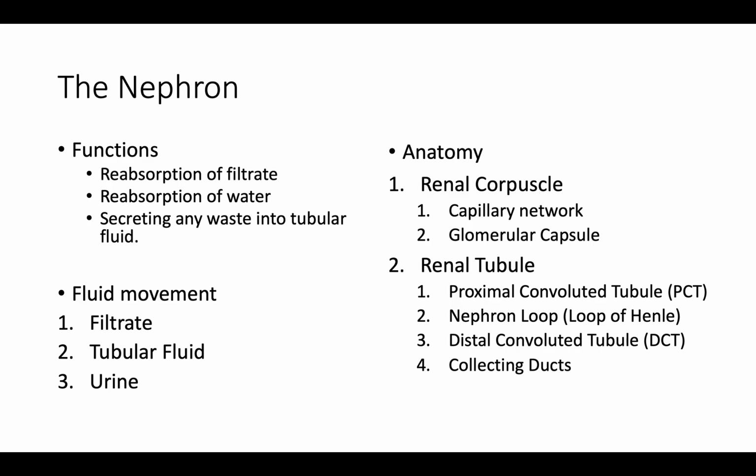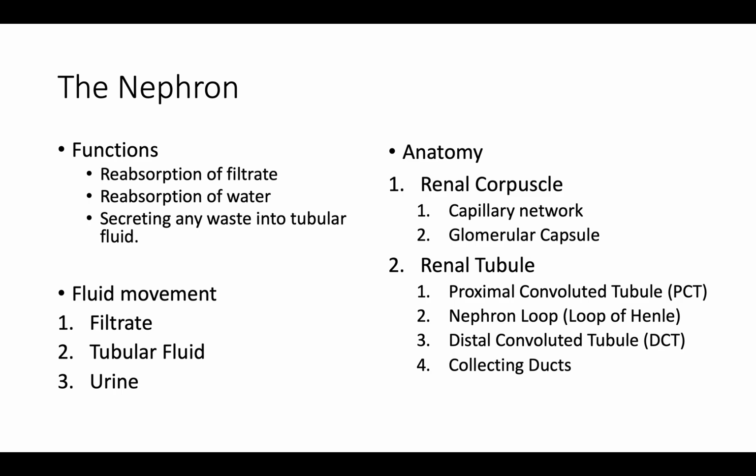Pretty much what we're going to learn here is how urine is made. We talked about why we need urine last section in digestion, with ammonia. We want to get rid of ammonia, so how are we going to do that? This is the process. The functions of the nephron are reabsorption of filtrate, reabsorption of water, and secreting any waste into tubular fluid. That waste in particular is ammonia or urea.